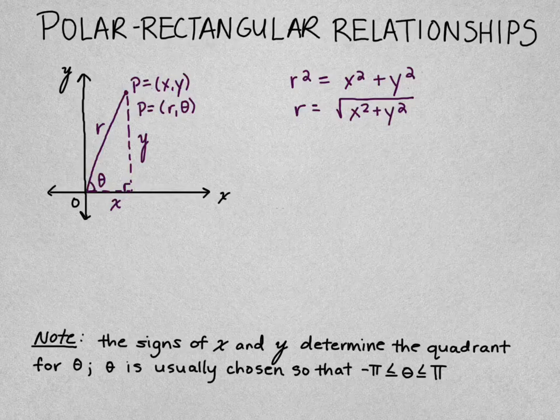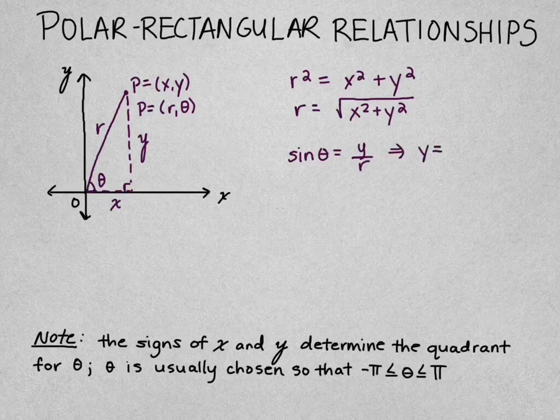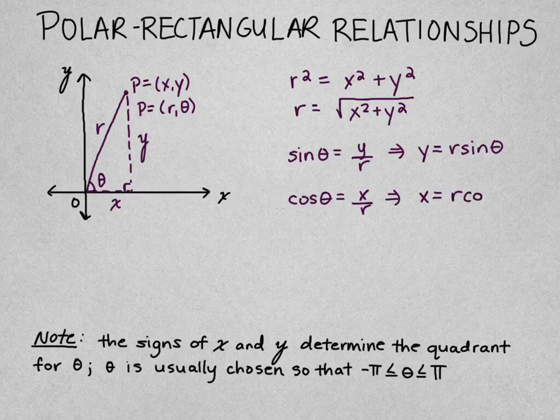What else do we know? Well, if we look at this angle theta, we know that the sine of theta is going to equal y over r. And if we solve for y, we get that y is equal to r sine of theta. Similarly, the cosine of theta is equal to x over r. So then x is equal to r cosine theta. So if we are given something in polar form, and we know r and we know theta, we can determine x and y completely just from that information.